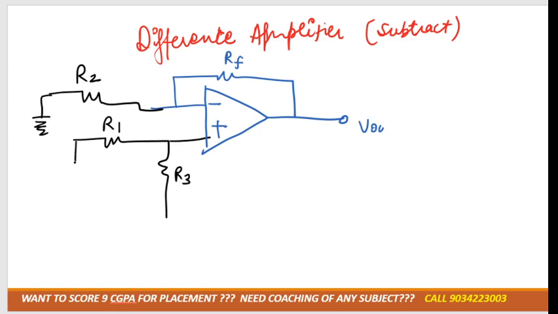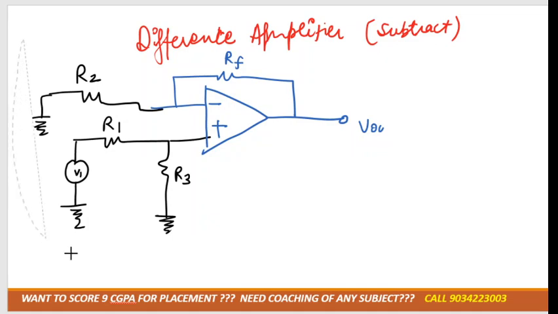Here we can provide a supply over here, that is V1. Another terminal would be grounded. So this is one of the cases for the difference amplifier. Here also R3 is grounded.